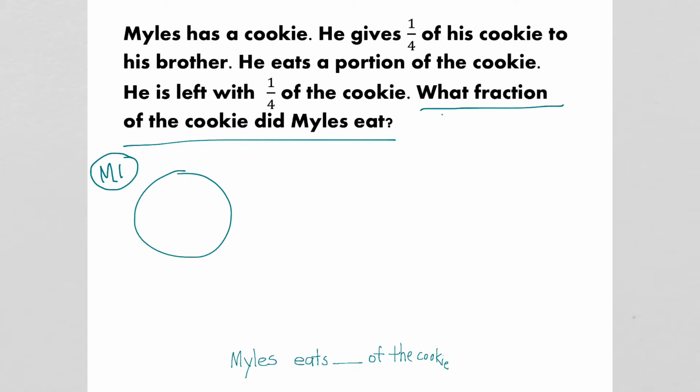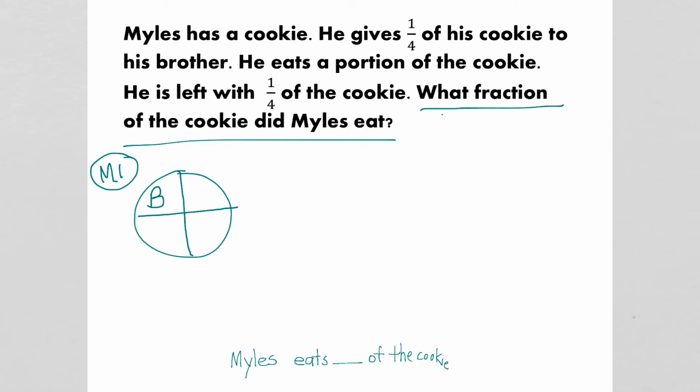So I'm going to break my cookie into fifths. Nope. Thirds? Nope. Fourths. Because I know fourths are important. My denominator is very important. So my cookie is broken into fourths. And we know that 1/4 goes to his brother. So I'm going to write B for brother.